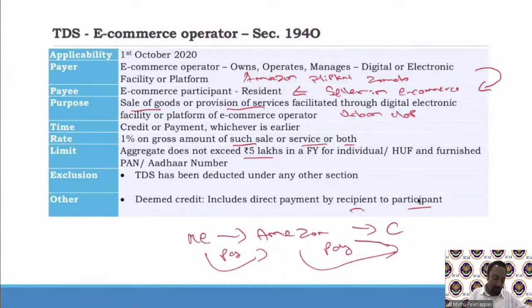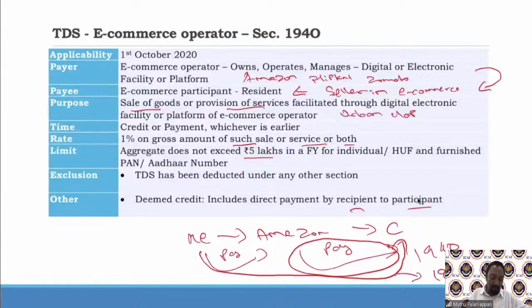Now, this transaction is what we are calling 194O. Now the provision says, for the same transaction, if you are not paying Amazon but directly paying C, then also the provision says apply 194O, because it will be a deemed credit, as it is a direct payment by the recipient to the participant. The recipient is directly paying the participant. So that is what we are calling an e-commerce transaction under section 194O.